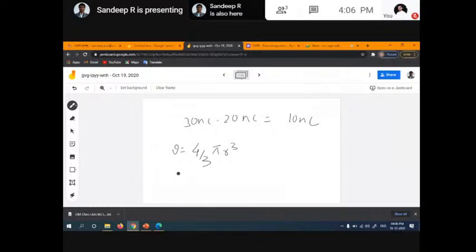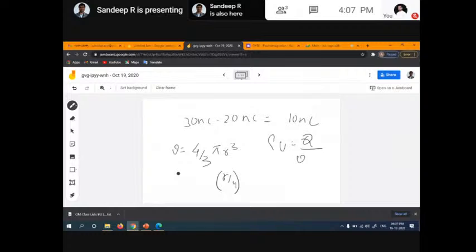So we know that rho v is nothing but charge by volume, so Q by volume. Now R is reduced. When R is reduced, the volume would reduce, and since the volume is reduced, the charge density would increase. By how much factor? That's the question. R is reduced by 4 times.